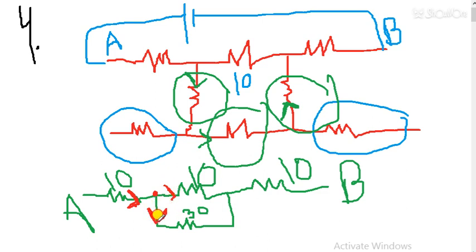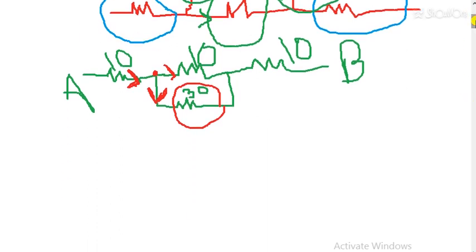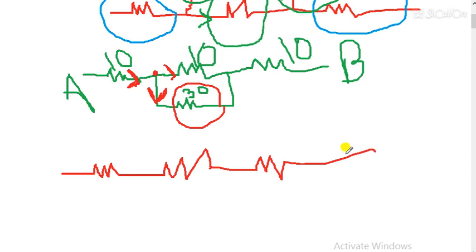So when the current is divided, the resistances are in parallel. So 30 and 10 are in parallel, and we have already calculated the value of 30 and 10 in parallel, that is equal to 30 by 4. So that was the parallel combination. Here we get point A, here we get point B.